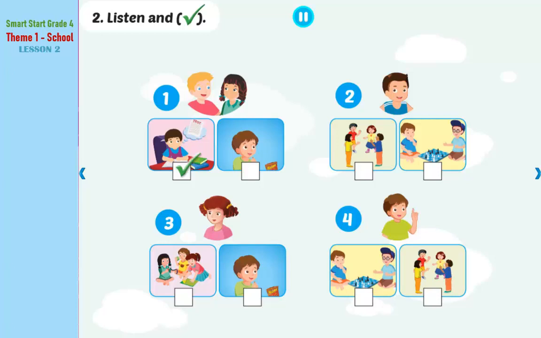2. What about Bill? What's he doing? Oh, he's playing chess. Yeah! 3. What's Jane doing? She's eating snacks in the lunchroom. Yeah! 4. Where's Tom? What's he doing? He's talking with his friends. Yeah! Hey, look! What's Alfie doing? He's playing with his friends.